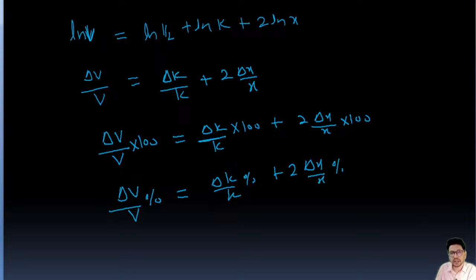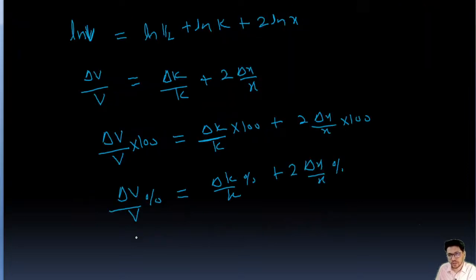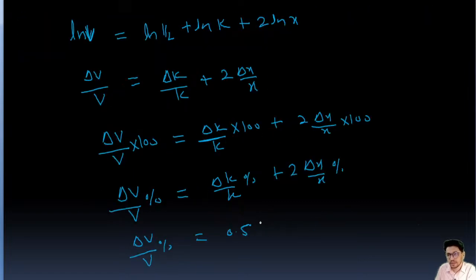This percentage error is given, right? Del x upon x is 1% and del k upon k is 0.5%. So we'll just put the value. So del v upon v percentage is going to be 0.5% plus 2 into 1%, right? And this is going to be 2.5%.